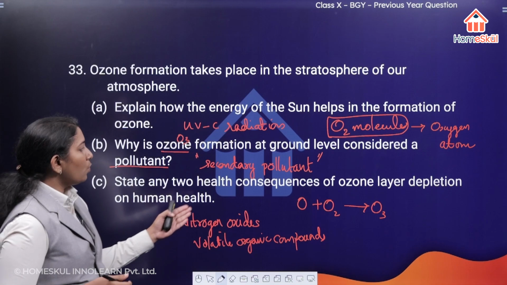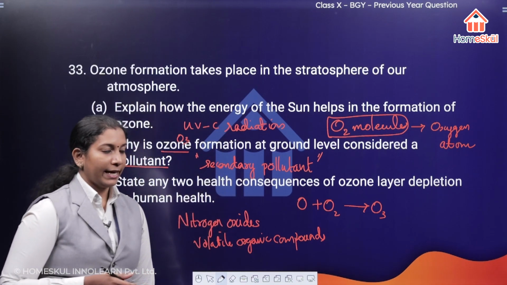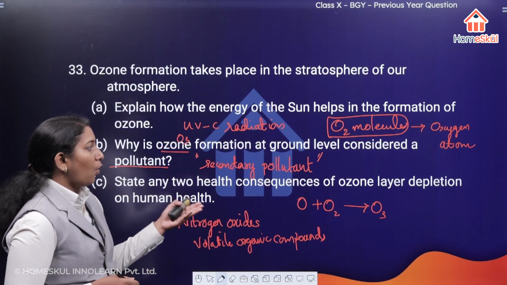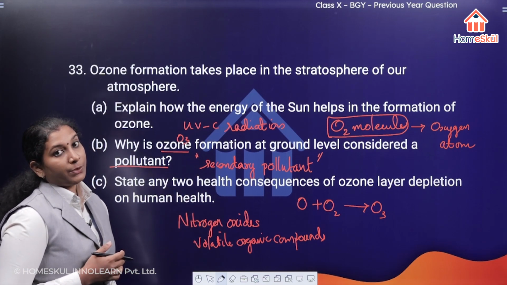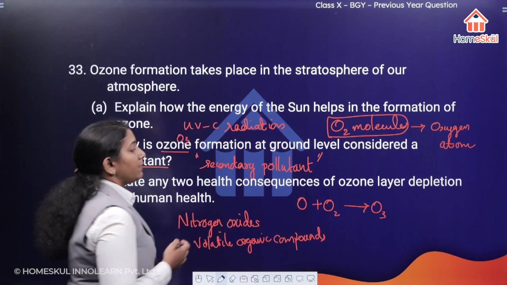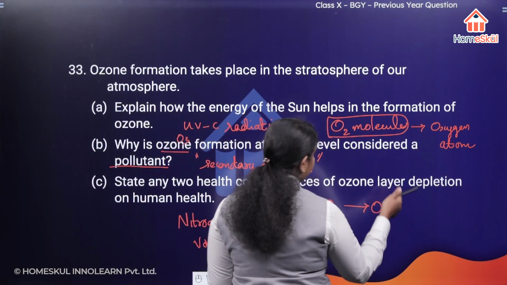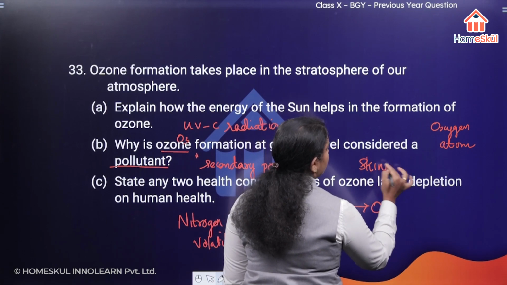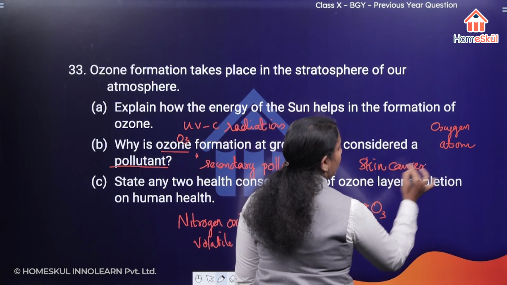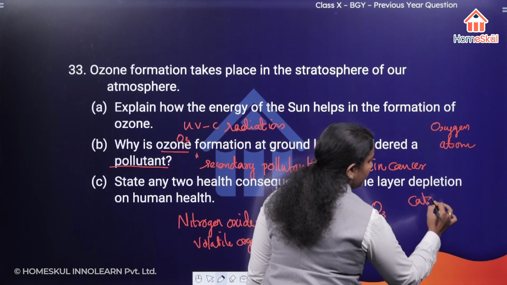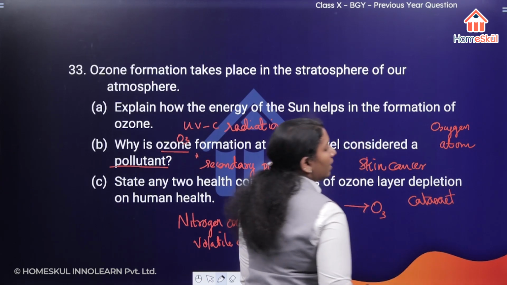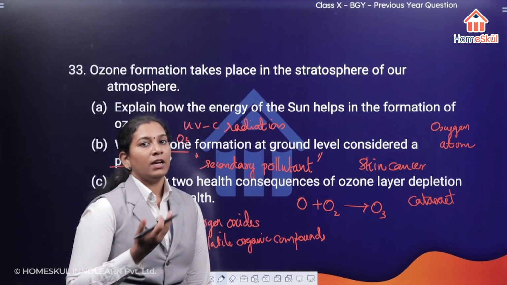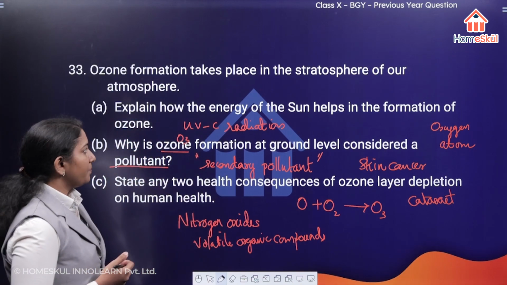Then, state any two health consequences of ozone layer depletion on human health. We know that by means of this ozone layer depletion, what are the consequences that we have to face? We have to face skin cancers, then cataract, then impaired immune systems. So these are the consequences of ozone layer depletion.